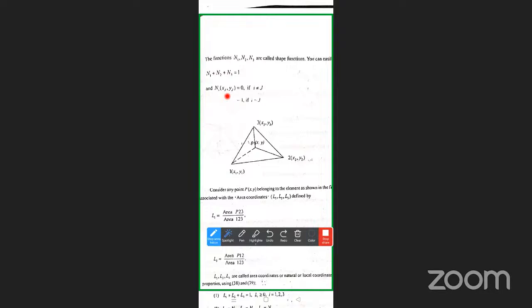Ni of xj comma yj is equal to 0 if i is not equal to j, and equal to 1 if i is equal to j. So these are the shape functions. The functions N1, N2, N3 are called shape functions, and the sum of all shape functions is N1 plus N2 plus N3 equals 1. And N of xi comma yj is equal to 0 if i is not equal to j, and equal to 1 if i is equal to j. Is that clear? Next.